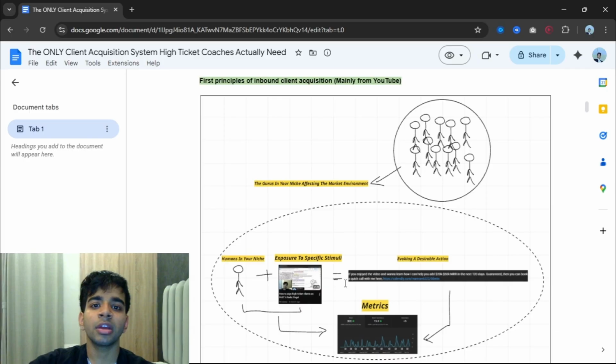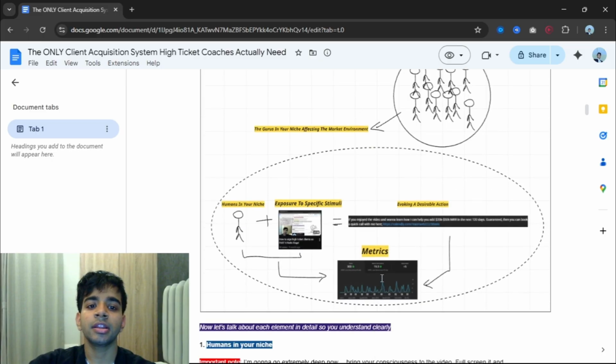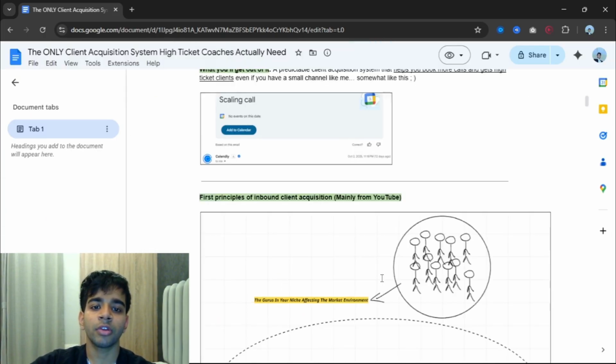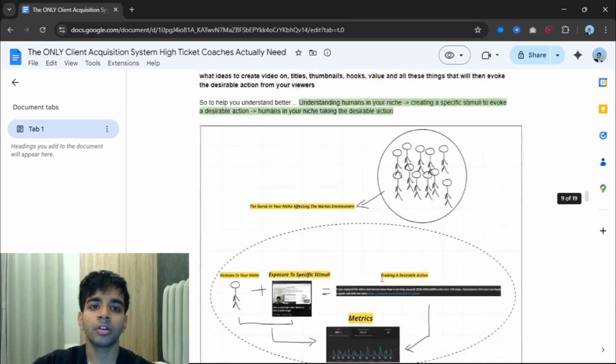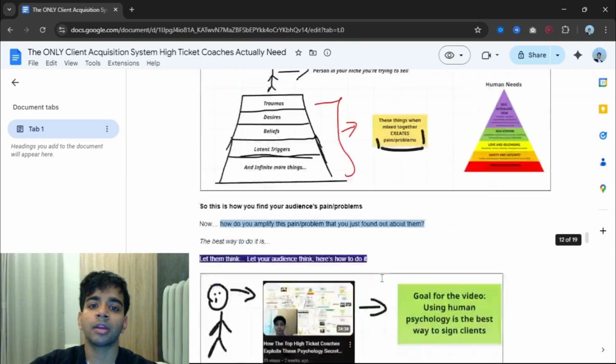Usually, if you change your stimuli after every single video, that is not how it should go. Usually, let at least 4 to 5 videos flow before you actually analyze your metrics and improve your client acquisition system, right? So now we are going to understand how these metrics work, and what these metrics are on YouTube, and how they work, right?